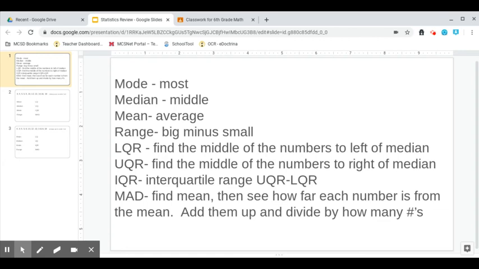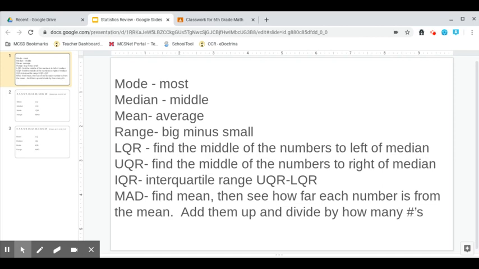Mode, it's the most occurring number. It's the one that there's more of. There can be more than one mode. If more than one number has the same amount, there could be multiple modes. There could be no mode. No mode only occurs when every number has the same number, like 1, 2, 3, 4, 5. There's one of everything, so no mode. But if you have 1, 1, 2, 2, 3, 4, 5, you have two ones and two twos, so 1 and 2 have more than everything else. So that's how mode works.